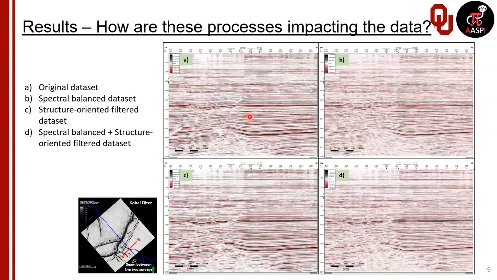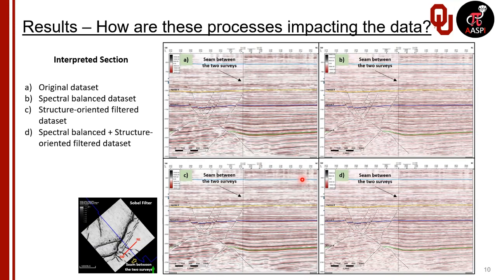So here we can see the interpreted sections, and we can easily identify where the seam between the two surveys is and all the faults. And in the spectral balanced seismic lines, we can see that we have more frequency content. We can see that the reflectors become thinner, and we have a little more resolution.